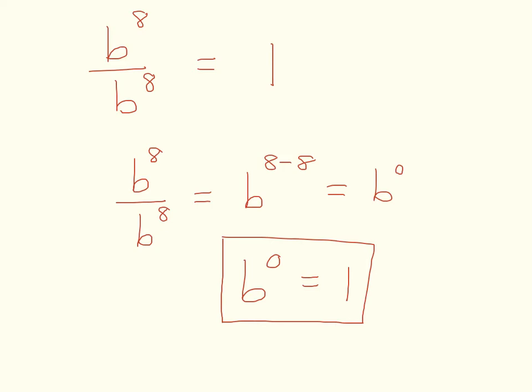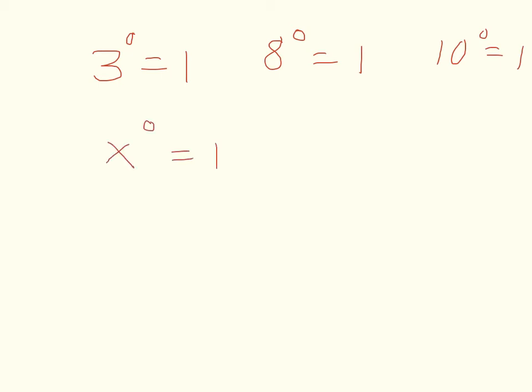And b, of course, is a variable, so it can take on lots of values. And this means that 3 to the 0 is equal to 1, 8 to the 0 is equal to 1, 10 to the 0 is equal to 1, x to the 0 is equal to 1, and in fact 3x squared y to the 4th, all raised to the 0 power, is also equal to 1.